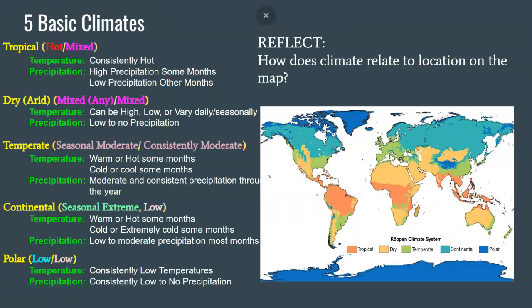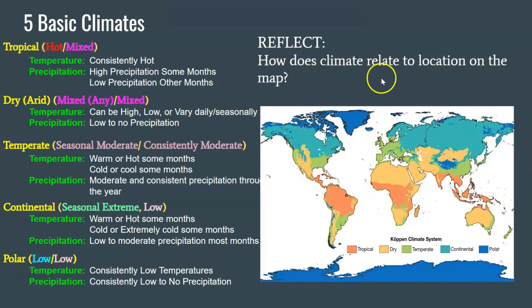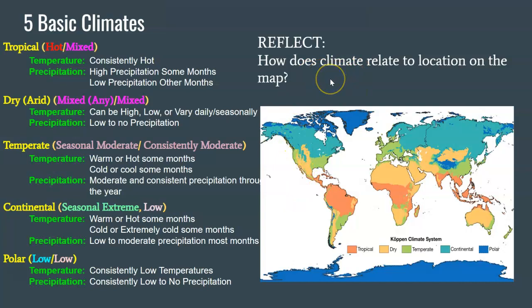Okay, so we've reviewed the 5 basic climates and they're listed here: tropical, dry, temperate, continental, and polar. And then here you see the map of the climates. I want you to think about, how does climate relate to location on our map? Think about where the equator is, think about where the Arctic Circle is, and answer that question in 3 to 5 sentences. And now you should know all about latitude, longitude, and climographs.